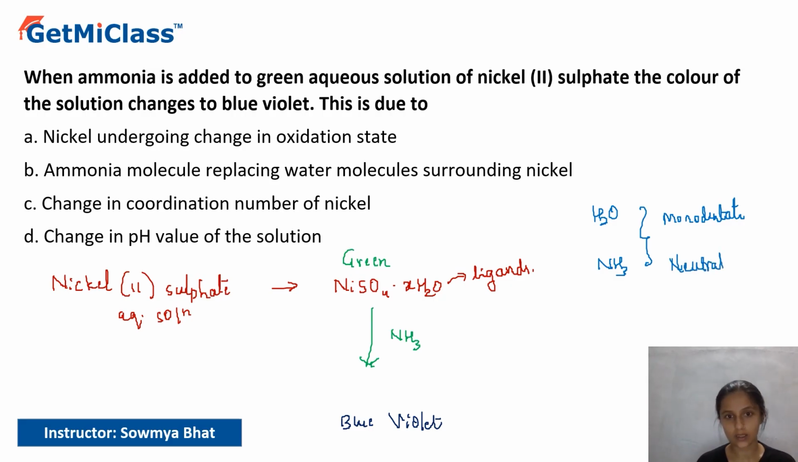As a result, the nickel, which is in 2 plus oxidation state, will have Ni2+ oxidation state here also, since they are neutral ligands and monodentate. So there is no change in the coordination number of the nickel, because again ammonia is a monodentate ligand just like water. So what is the possibility then? The xH2O, when the aqueous solution was there, that becomes xNH3, where ammonia is going to replace water molecule surrounding nickel. So the option B would be the answer.